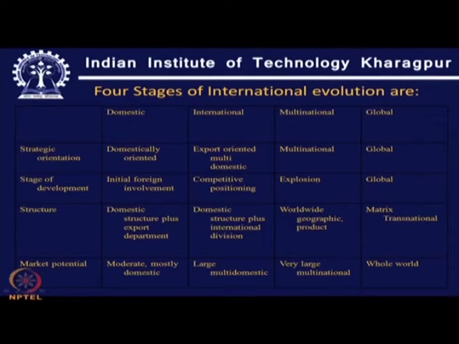In market potential, the domestic organization is moderate, mostly domestic. In international, it is large, multi-domestic. It is multinational, very large multinational, and in global, it is very global, that is the whole world. These are the 4 stages of international evaluation.